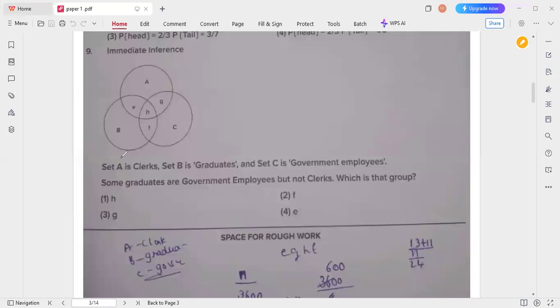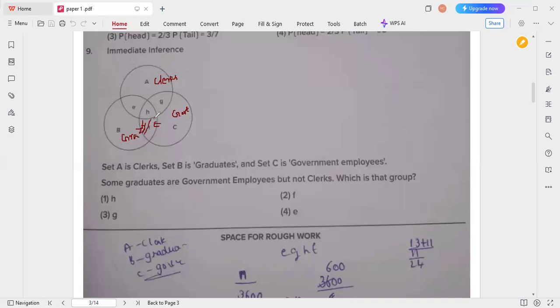So here set A is clerks, that represents clerks, and set B is graduates. Then set C is government employees. Some graduates are government employees but not clerks. Which is that group? So some graduates are government employees. You can see some of the graduates are government employees.